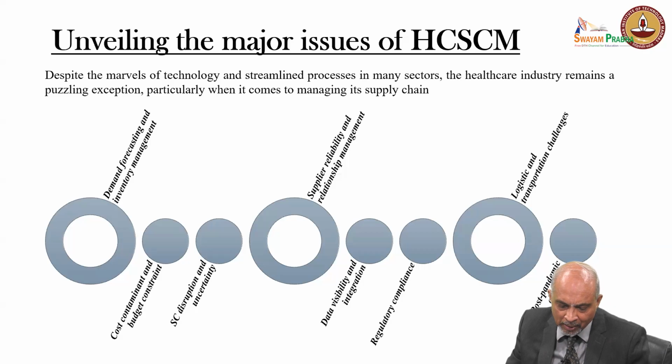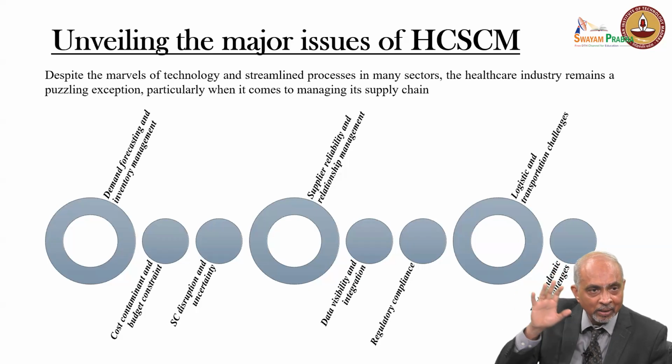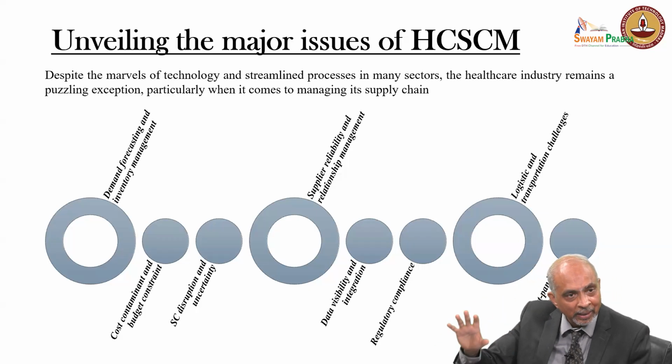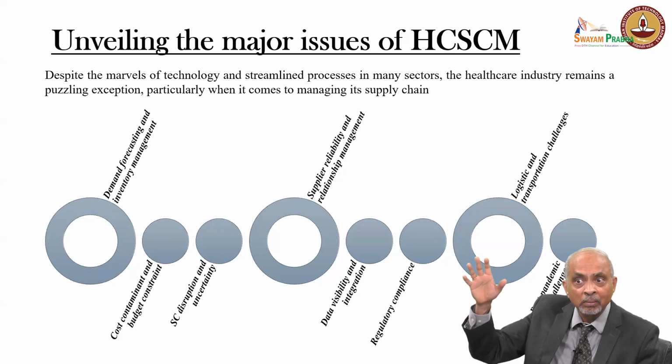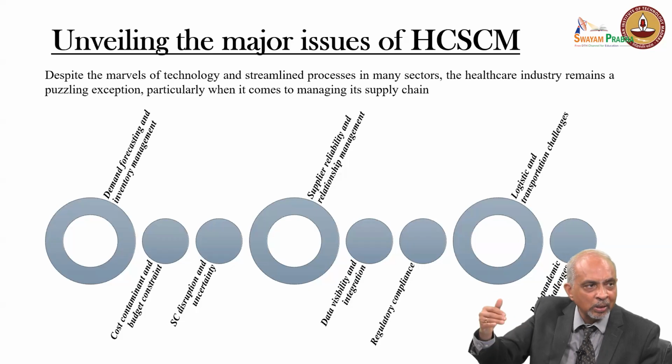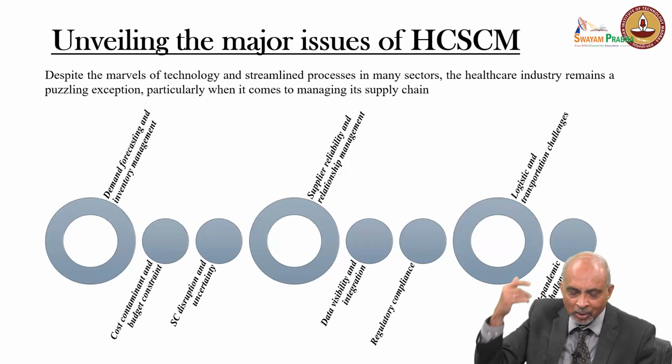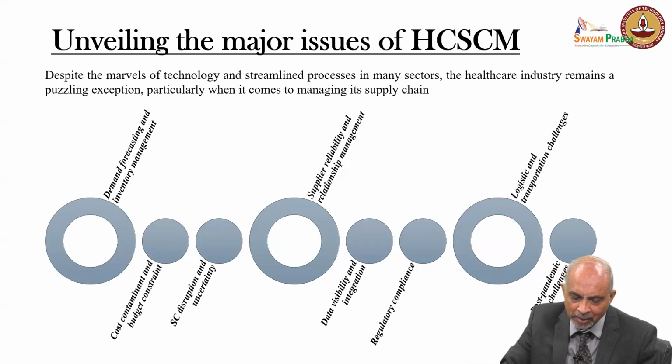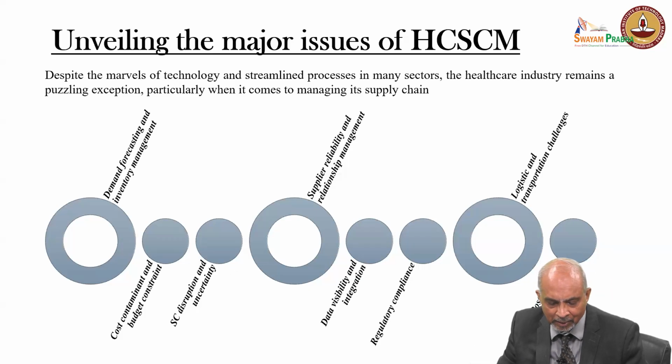So number one is demand forecasting and inventory management. Again, we are not talking about healthcare. We are talking about healthcare supply chain. So be careful. Sometimes people think, oh, this is not disease control. That's not what we are talking about. We are talking about healthcare supply chain to support the operations of healthcare. What's the number one thing that happens is demand forecasting and inventory management.